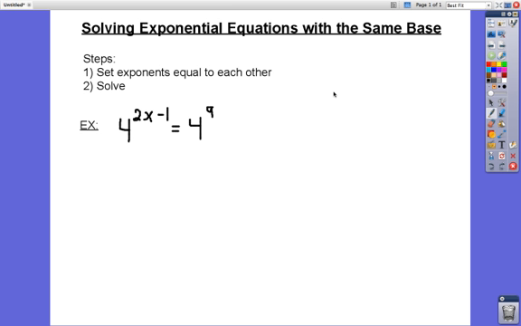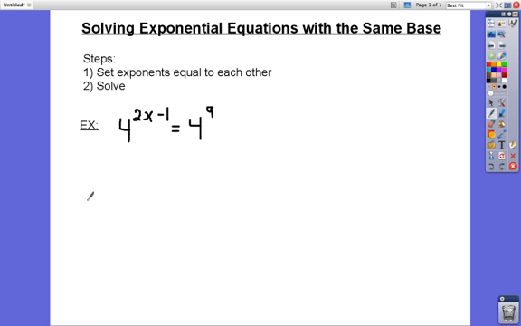Today we're going to be solving exponential equations, and for our first type of problem, our equations are going to have the same base. And if you remember, the base is the larger number down here. It's not the exponent. So in order to solve these problems, you have to first set the exponents equal to each other. So the exponents, which are up here, are going to make an equation.